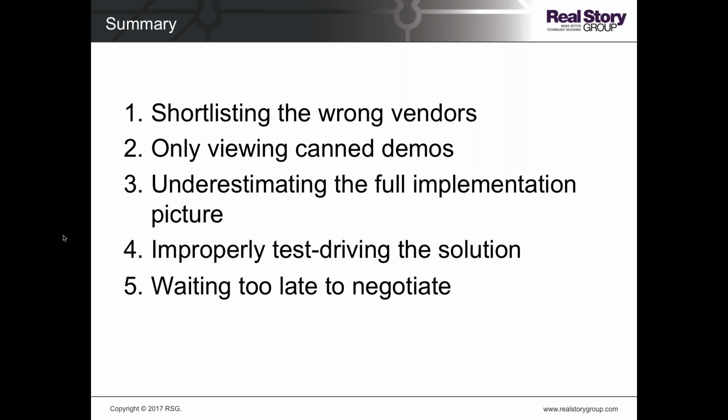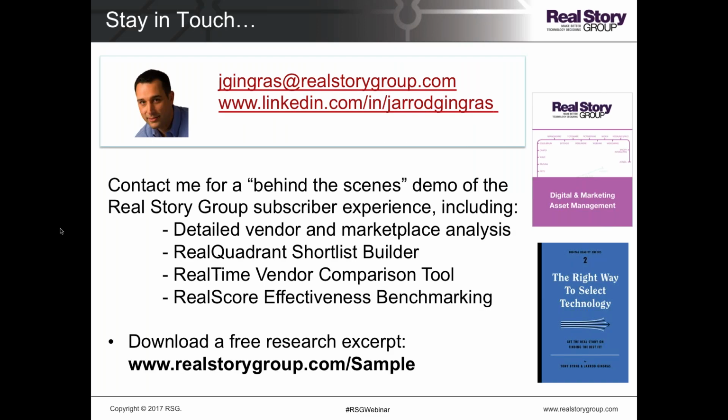So in summary, here are our 5 mistakes to avoid: shortlisting the wrong vendors, only viewing canned demos, underestimating the full implementation picture, improperly test driving the solution, and finally waiting too late to negotiate. Hopefully some of these resonated with you. If anyone has any questions, now's a great time to enter that into the GoToWebinar control panel, and we'll see if we have time for one or two.